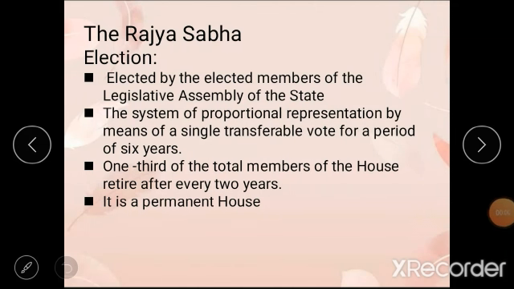Next we'll see the election process for the Rajya Sabha. The members of the Rajya Sabha are elected by the legislative assemblies of the states through the system of proportional representation by means of single transferable vote for a period of 6 years. So what is the term of the Rajya Sabha? It is 6 years. And one third of the total members of the house will retire after every 2 years.